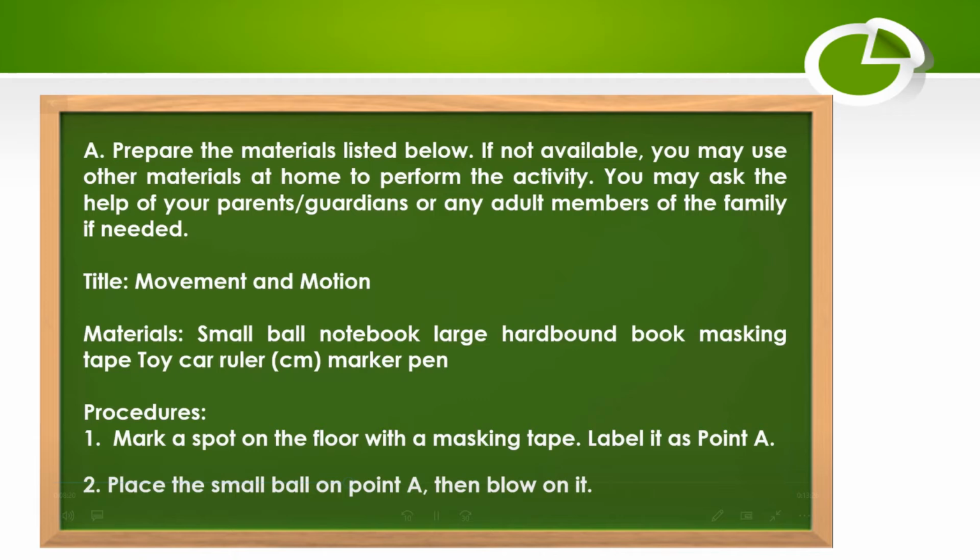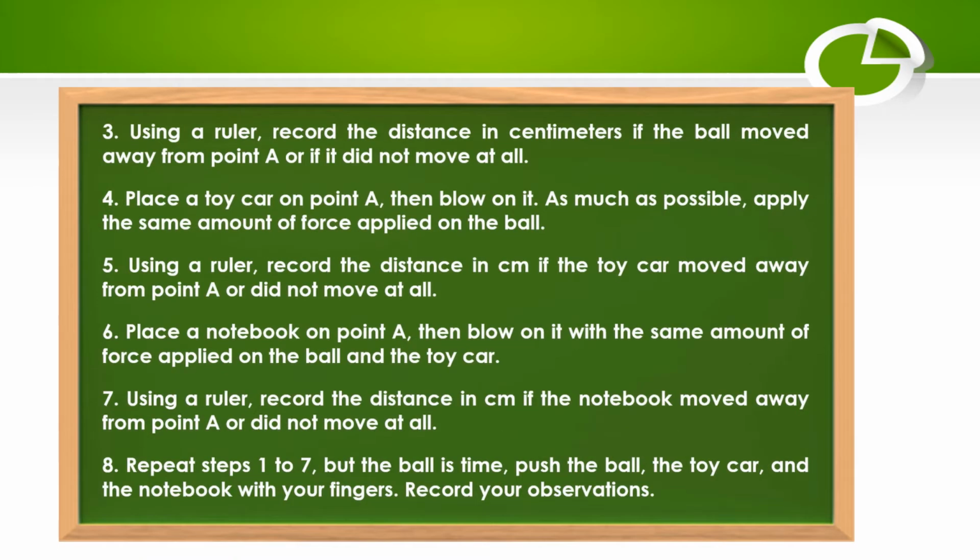Second, place the small ball on point A, then blow on it. Okay, next, using a ruler, record the distance in centimeters if the ball moved away from point A or if it did not move at all. Fourth, place a toy car on point A, then blow on it. As much as possible, apply the same amount of force applied on the ball. Fifth, use a ruler. Record the distance in centimeters if the toy car moved away from point A or did not move at all.